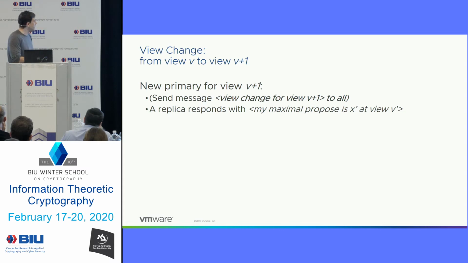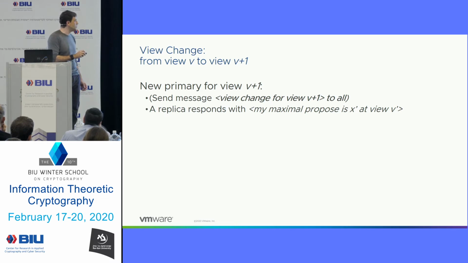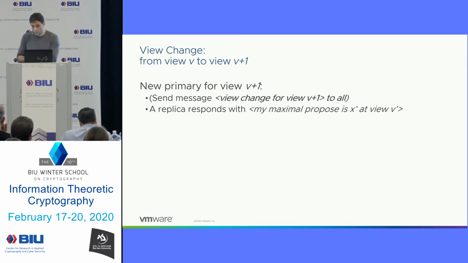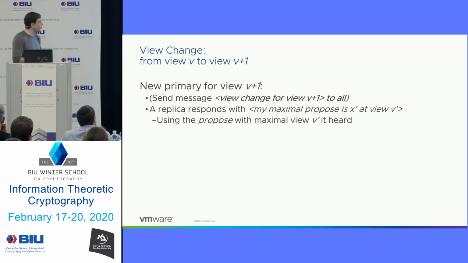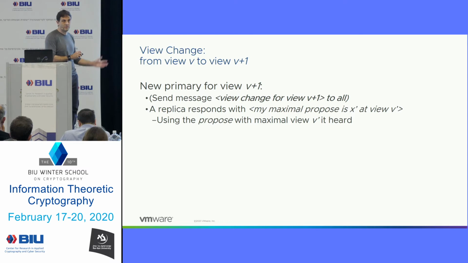And what the replica does is it sends the maximal propose it ever heard. So it says my maximal propose is the value x, and it was x prime, in view v prime. What the replica does here is it looks at all the different proposes it heard, and it sends the one that has the maximal view v prime. This is the only trick that the replica has to do.